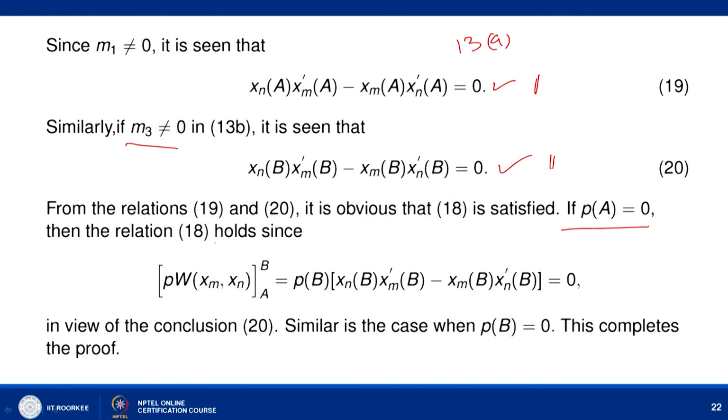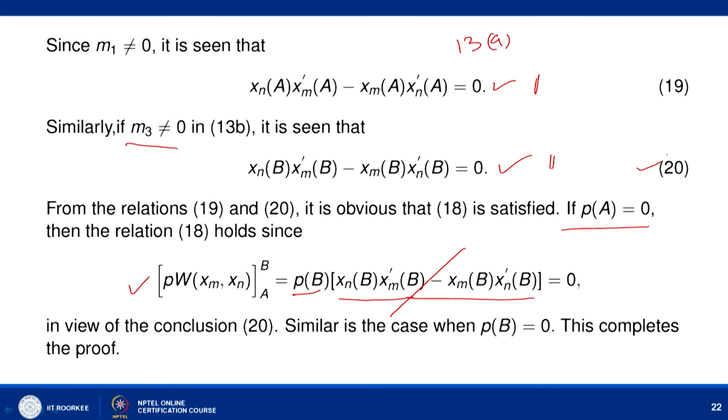We can say that from equation number 8, let us simplify this: P W(x_m, x_n) at b at a is equal to P(b) [x_n(b) x_m'(b) minus x_m(b) x_n'(b)]. Now, since P(a) equals 0, we are not looking at the condition given at t equal to a. Now, whatever is in the bracket is trivially 0, because we have already proved it in equation number 12. So, boundary condition 13b implies that 20 is true.